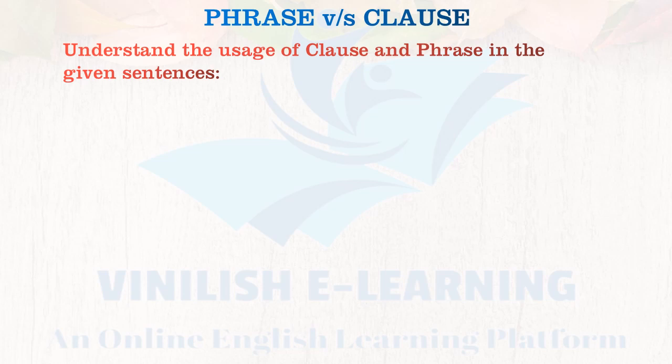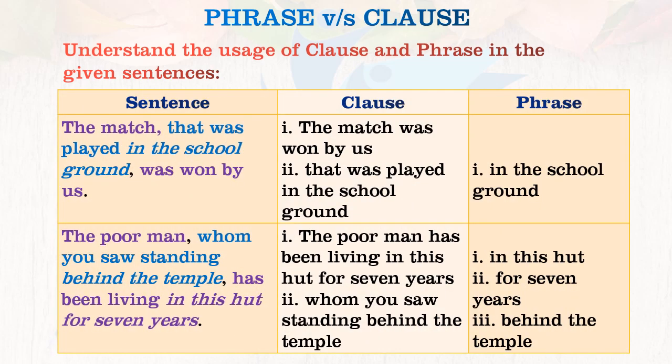Understand the uses of clause and phrase in the given sentences. The match that was played in the school ground was won by us. This sentence has two clauses: the match was won by us, and that was played in the school ground. In the same sentence, there is also a phrase, in the school ground.